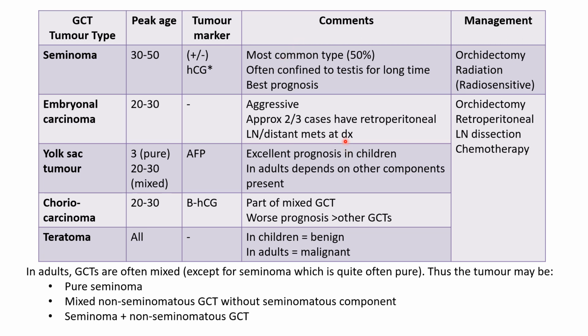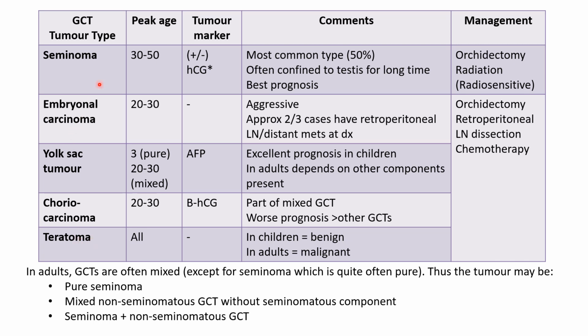So this table highlights the various types of germ cell tumors that can occur within the testes. We mentioned earlier that germ cell tumors can be divided into seminoma and non-seminomatous germ cell tumors. The non-seminomatous germ cell tumors are actually a group of tumors within which you may have embryonal carcinoma, yolk sac tumor, choriocarcinoma, or teratoma.